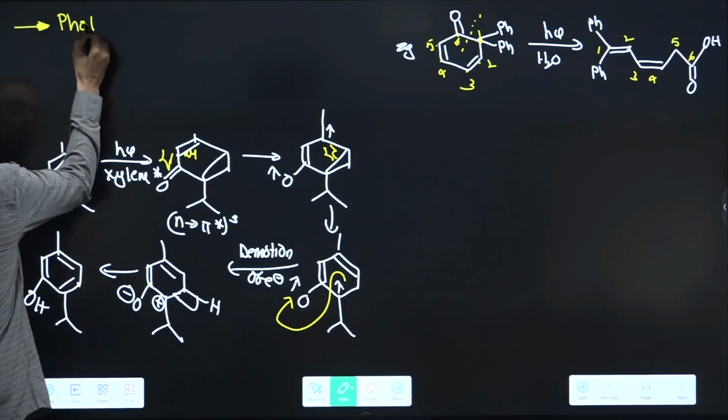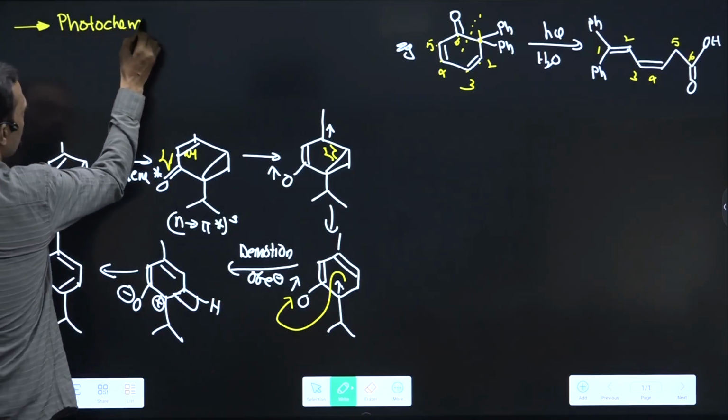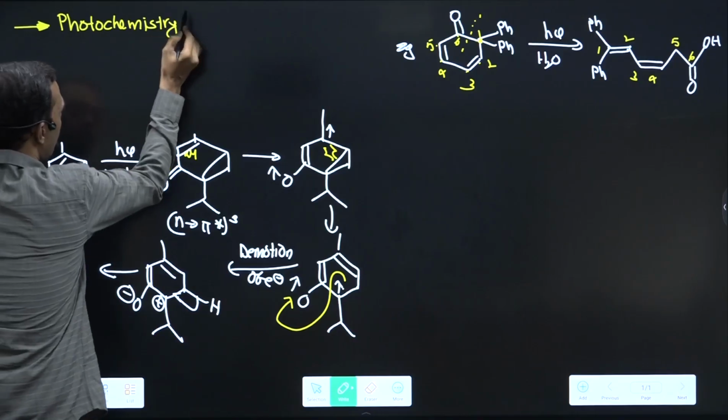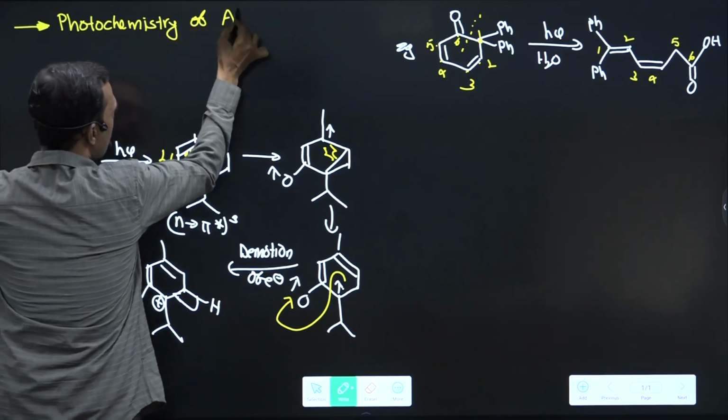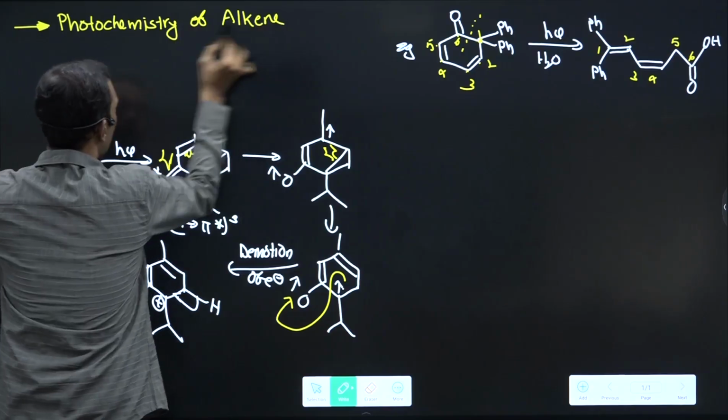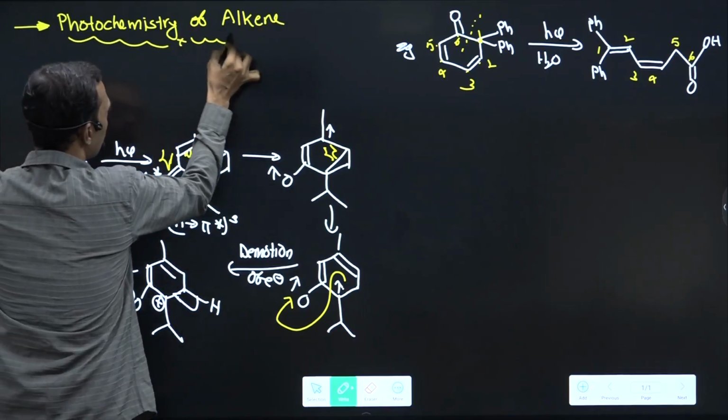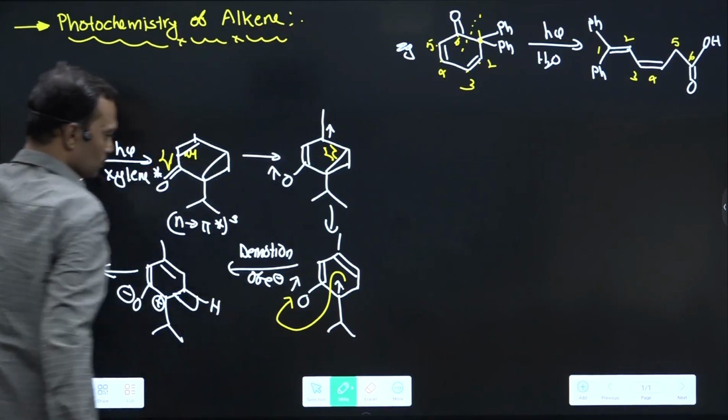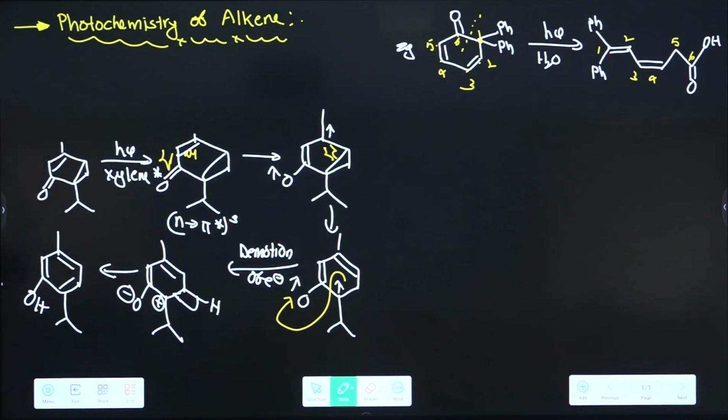Next, photochemistry of olefin. Alkene photochemistry. Photochemistry of carbonyl compounds is over. Next is double bond photochemistry, or photochemistry of olefin.